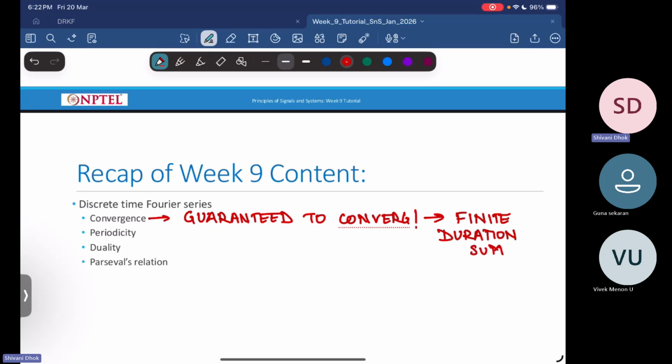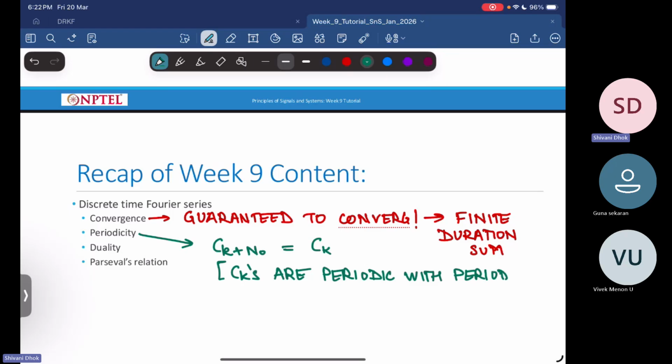And then we saw another interesting property of your discrete Fourier series, that your Fourier series coefficients are periodic. And with what period? They are periodic with the same fundamental period as your original signal. So your C of k plus n naught is exactly equal to your Ck. So your Ck's are periodic with period n naught.